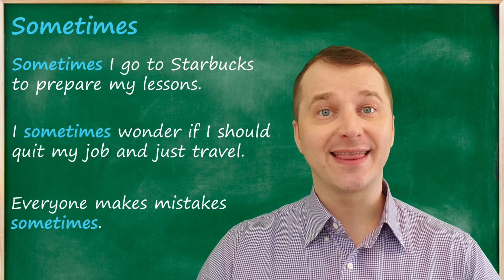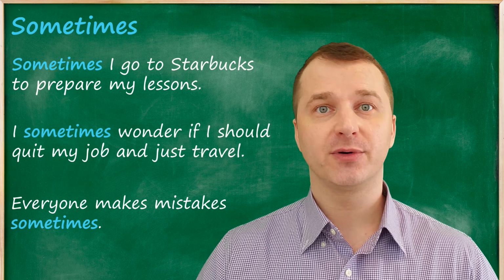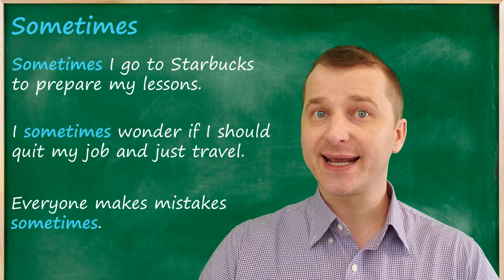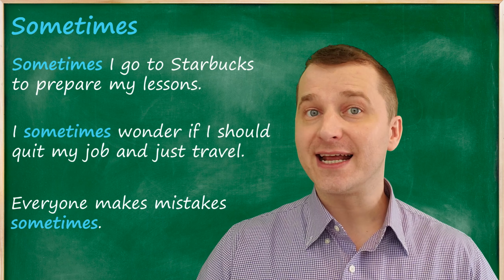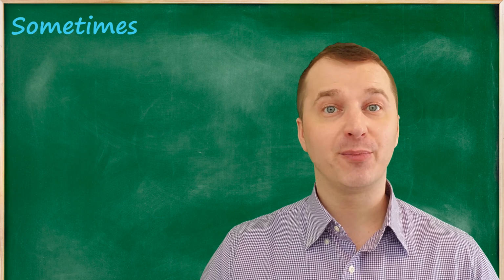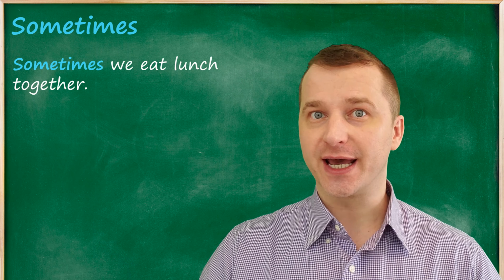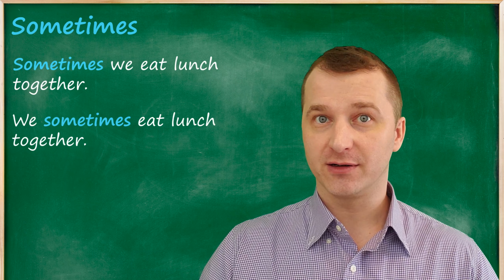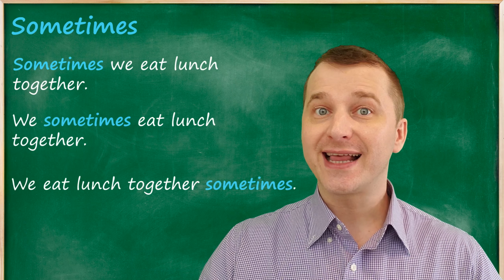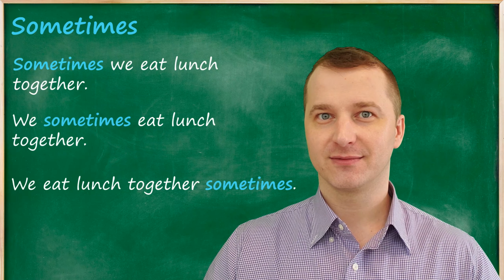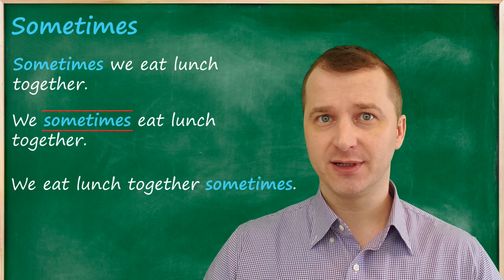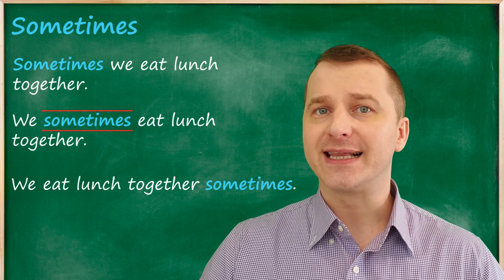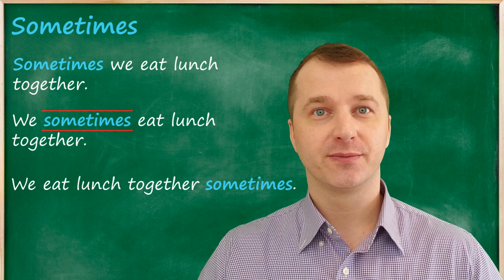But have you noticed anything interesting about this particular adverb? The word sometimes can go at the beginning, in the middle, or at the end of a sentence. For example, sometimes we eat lunch together. Or, we sometimes eat lunch together. Or, we eat lunch together sometimes. Regarding the middle position, there are some rules that you need to follow, but that's a different lesson that we might cover in the future.